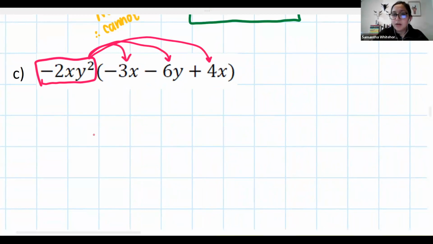Now, again, we've got a fair amount going on here. So I'm just going to do a little block for my working out for myself.